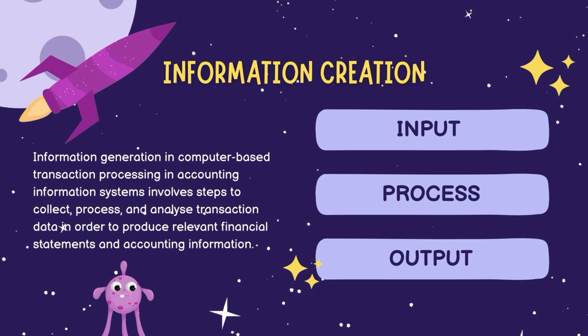Next, we will talk about information creation. Information generation, or information creation, in computer-based transaction processing in an accounting information system involves steps to collect, process, and analyze transaction data in order to produce relevant financial statements and accounting information. There are three steps of information generation. The first one is input, the second one is process, and the third one is output.